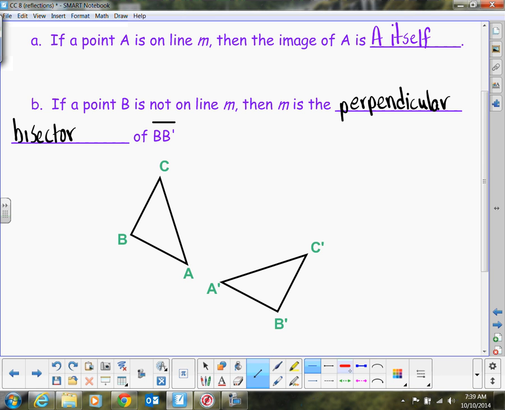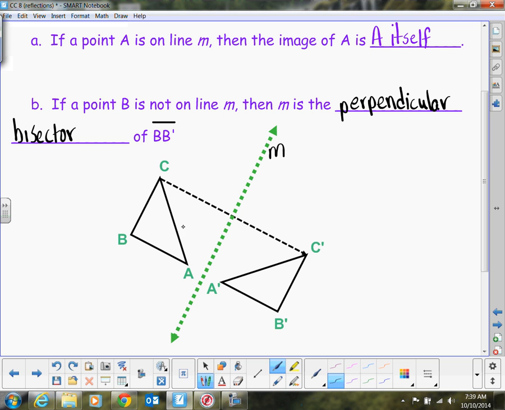So if I were to connect these 2 points and I were somehow able to get the reflection line, if this is my reflection line M, then what do we know about, let's call this point of intersection N. What do I know about CN and C prime N? What do we know about those two segments? They're congruent. Then what do I know about the angle formed here? It's a right angle.